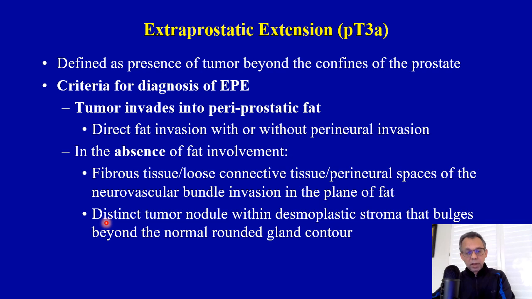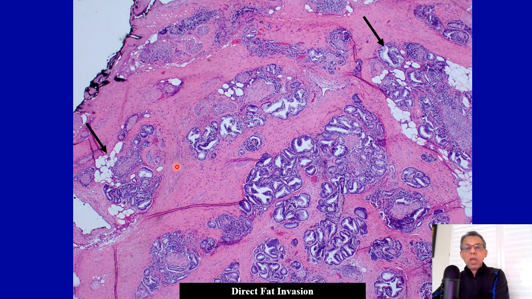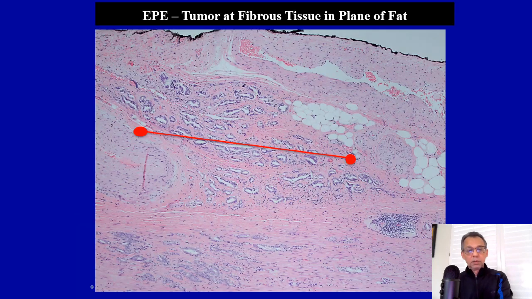Another somewhat rare situation is when you have a distinct tumor nodule within desmoplastic stroma that bulges beyond the normal rounded gland contour. You can call extraprostatic extension. So here are some types of examples. This is a pretty classic extraprostatic extension. You can see tumor directly infiltrating within the fat at several locations. So this is a multifocal or established extraprostatic extension. I believe nobody would have a problem calling this an extraprostatic extension.